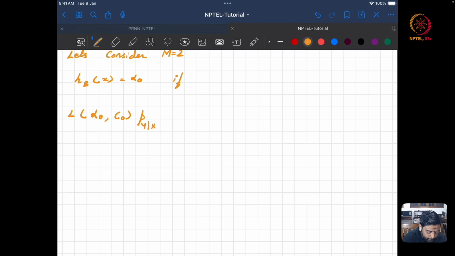y equals C0 given x, plus, when it says alpha 0 but the actual class is C1, into the posterior y given x, y is C1.